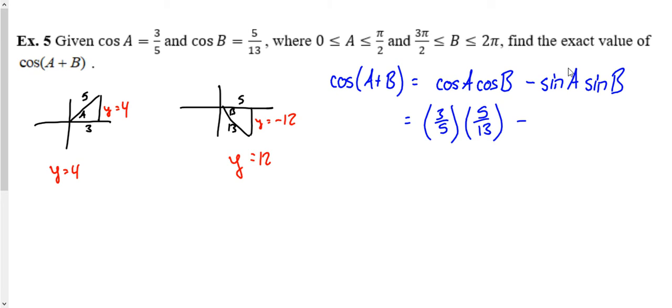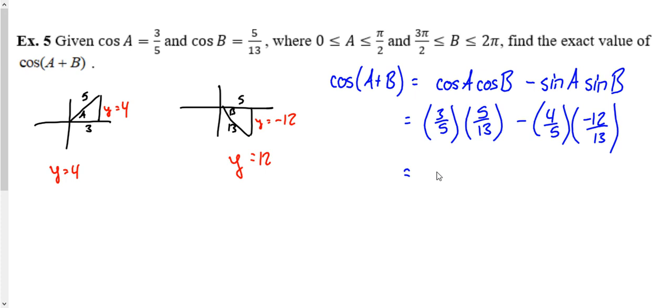We're going to subtract off sine A. Sine uses opposite and hypotenuse, so sine A is just 4 over 5. And sine B, which again uses opposite over hypotenuse, is negative 12 over 13. From here, I'm just going to multiply my fractions together, and try your best to reduce as well.